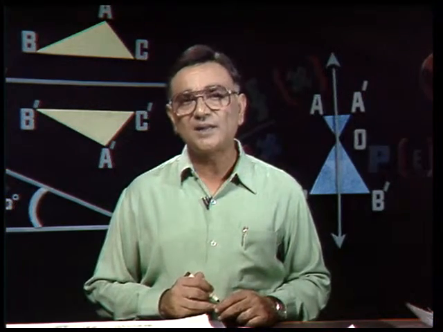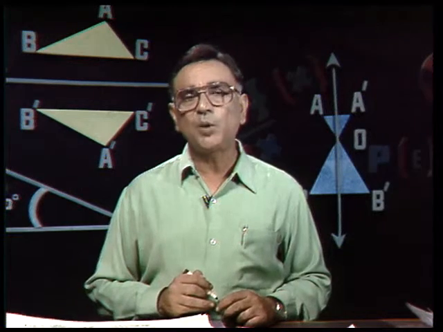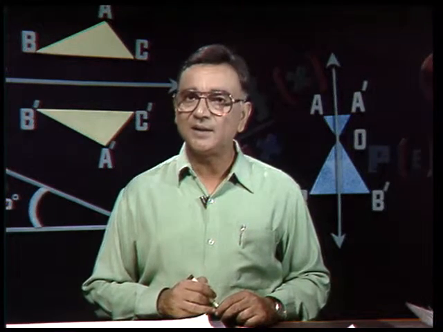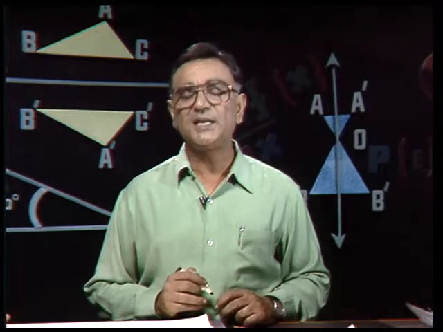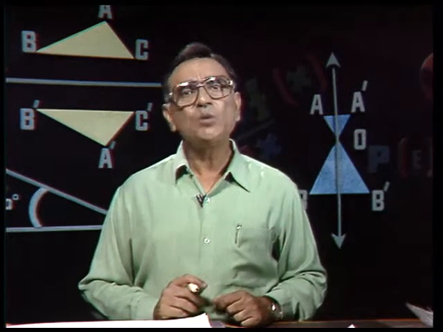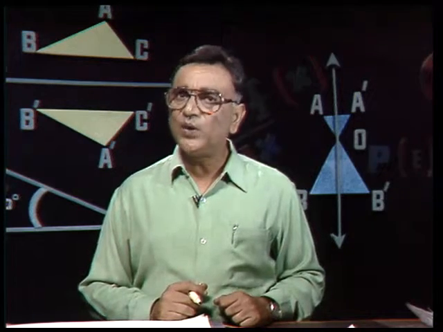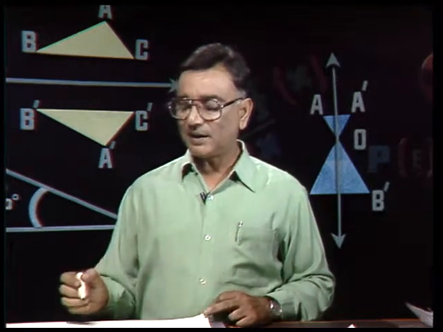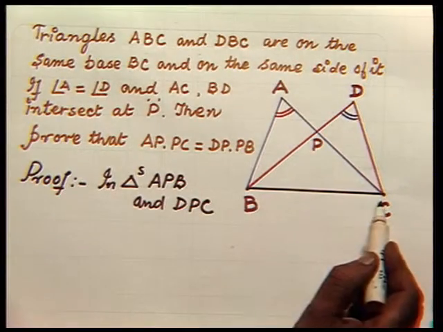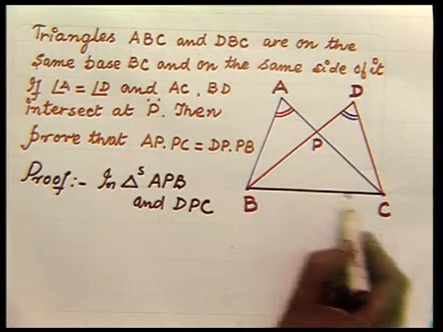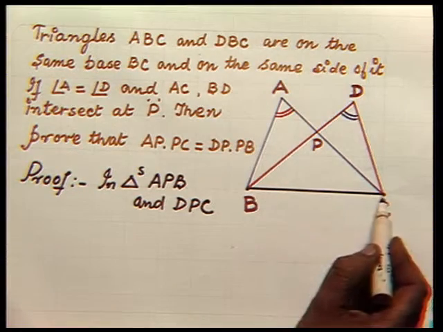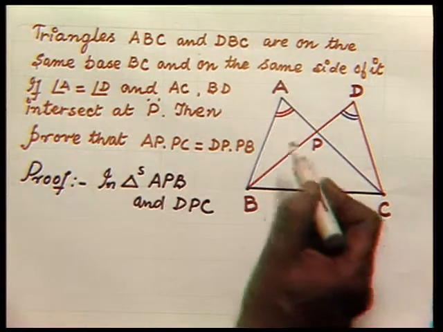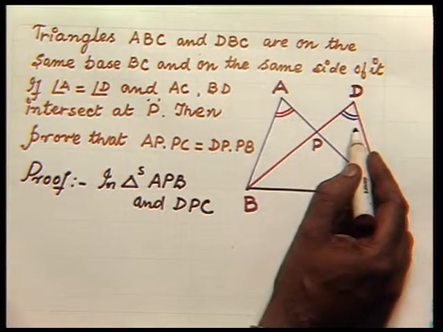So, this is how we saw that by making two triangles similar, we applied the property that similar triangles have their areas proportional to the square of their corresponding sides. Again, now we have another problem where the two triangles are on the same base. Here triangles ABC and DBC are on the same base BC, such that angle A is equal to angle D.